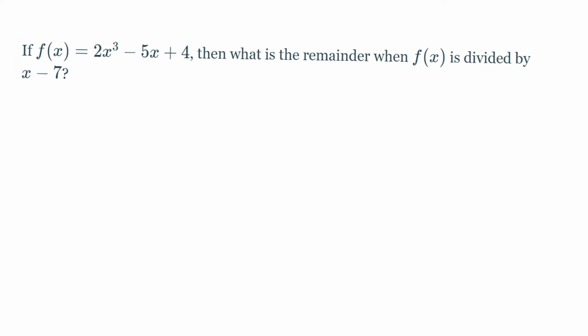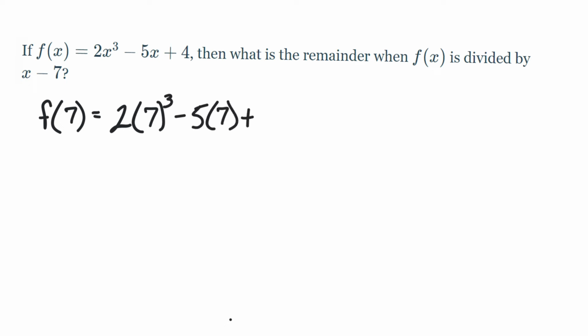So in this example, we would do the same thing. We would need to know the remainder theorem. When divided by x plus 7, the number we would be substituting in is 7. So this would read 2 times 7 to the third power minus 5 times 7 plus 4.